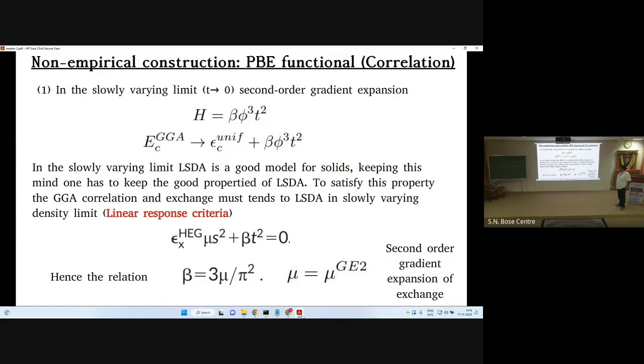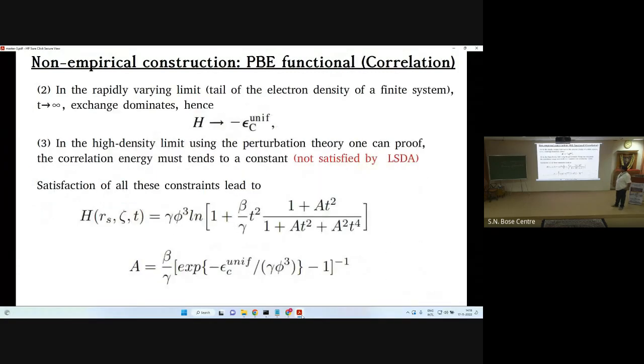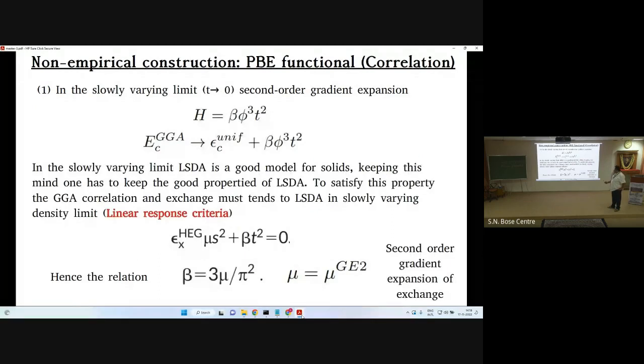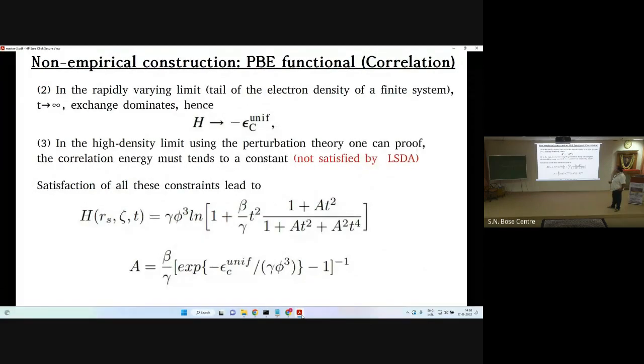This is the GGA functional, and the quantities will be like this. That part is for the slowly varying limit, and this is the rapidly varying thing. And in the rapidly varying limit, this is the thing. This is mathematically a bit tricky, but once you do this gradient expansion, you have to start with the plane wave and then do the gradient expansion. It is not that difficult.